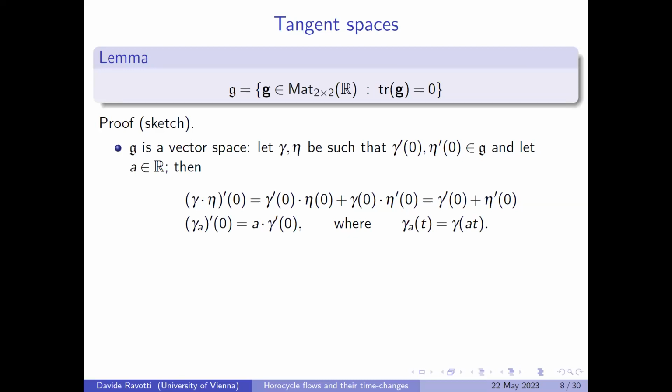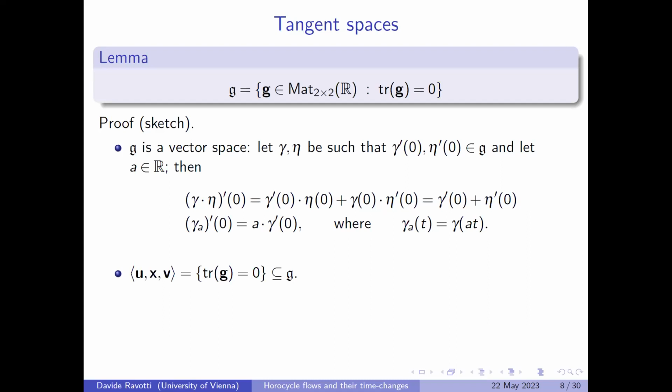And I can prove also that if I multiply an element in little g by a scalar, I still find an element of little g. How do I do this? Well, I define a new curve, gamma sub a, defined by gamma sub a of t equals gamma of a times t. This is another smooth curve with values in SL2R, that at 0 is the identity. So if I take the derivative, I get an element of g, and the derivative at 0 is, by the chain rule, a times gamma prime of 0. So this proves that little g is a vector space.